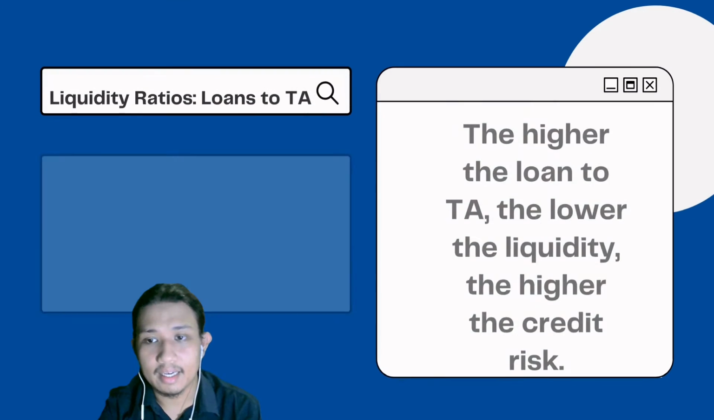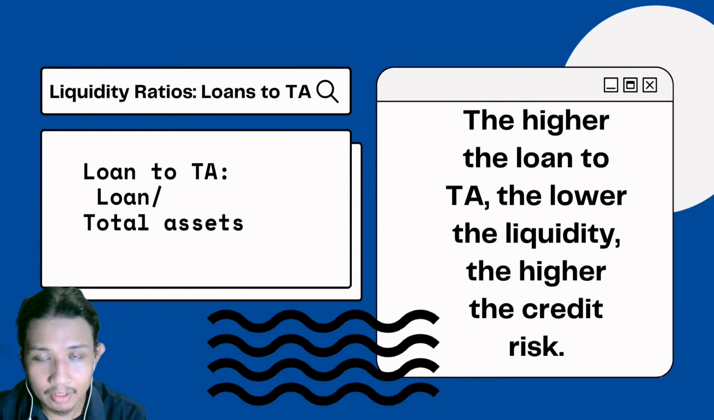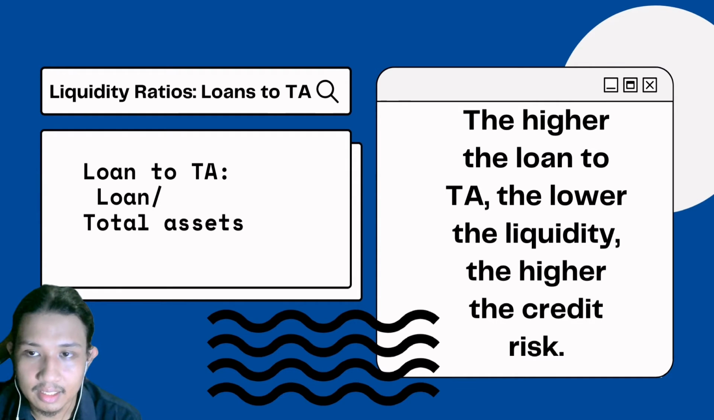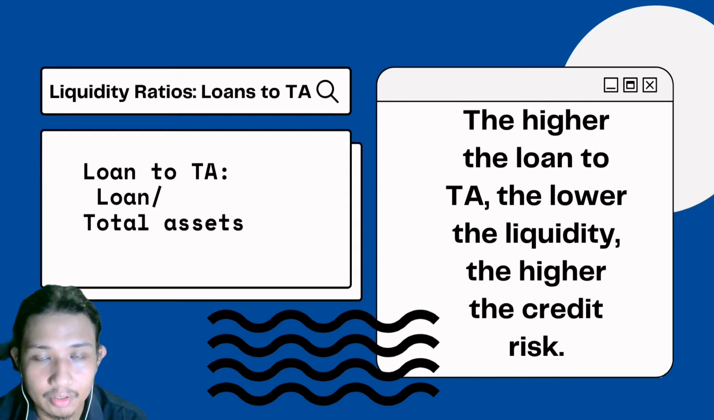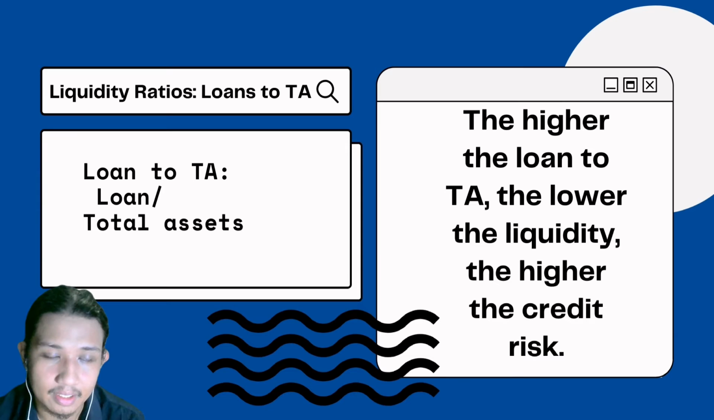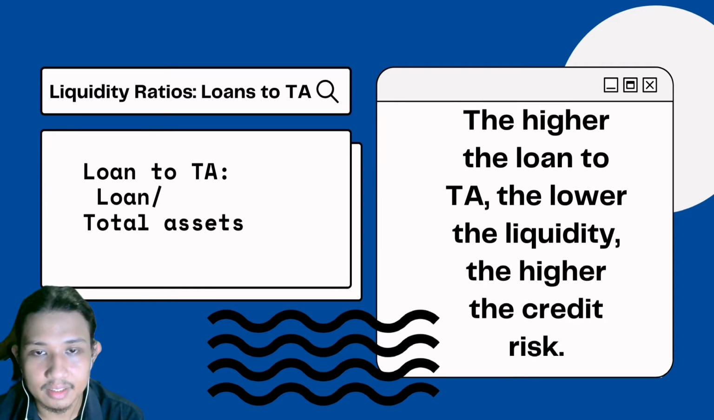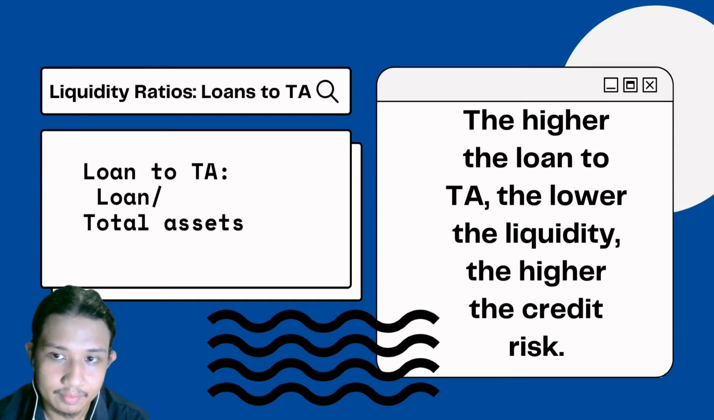Okay, next is liquidity ratio. Loans to total assets. The higher the loans to total assets, the lower the liquidity, the higher the credit risk. Okay, for example, if the ratio is 30%, then of 1 ringgit of total assets, 30 cents is funded by loans.